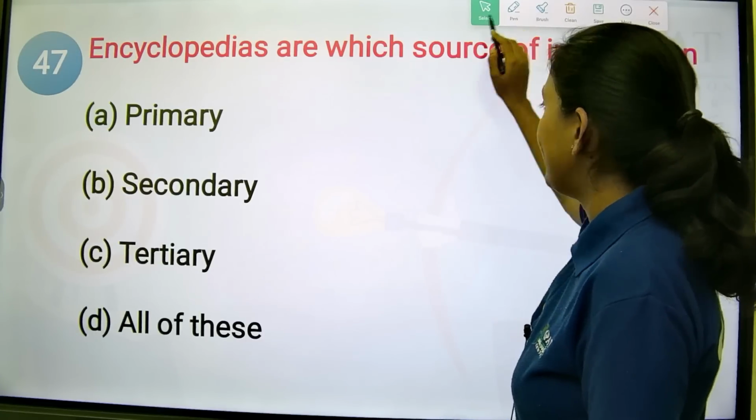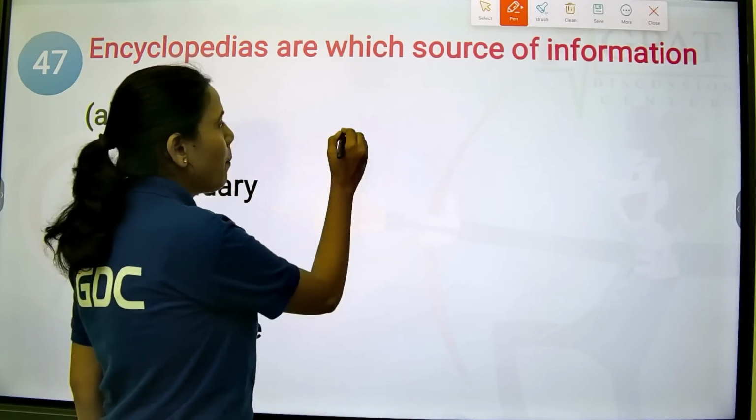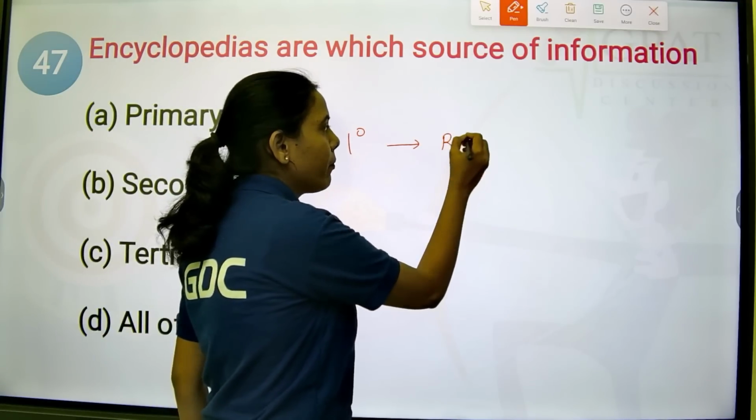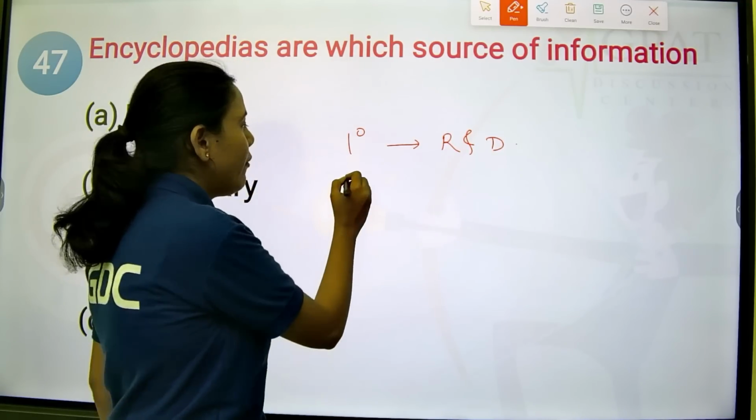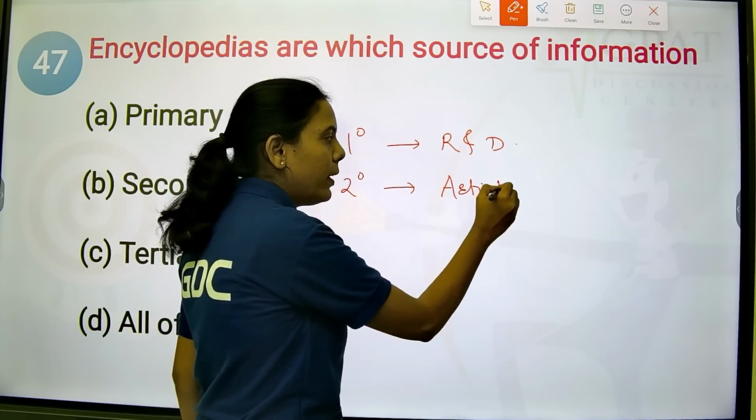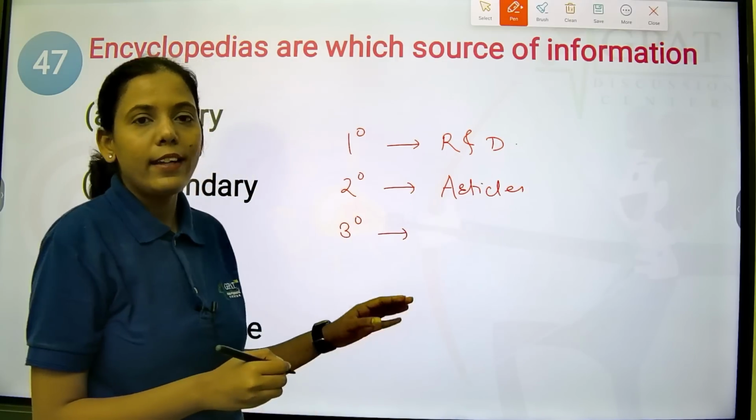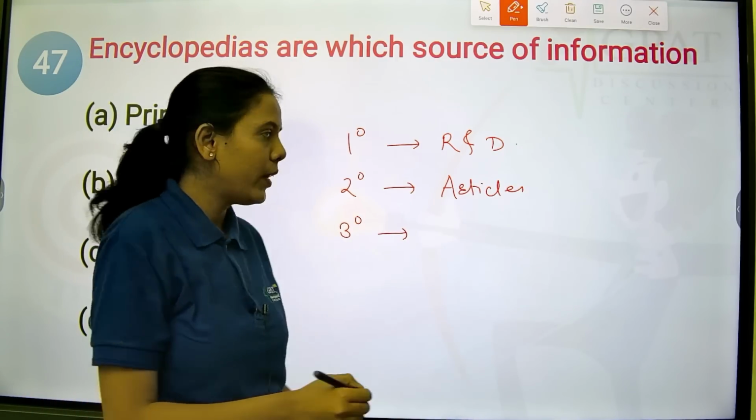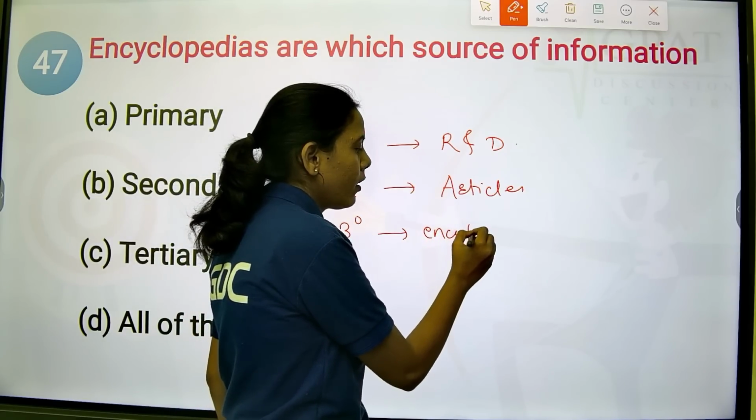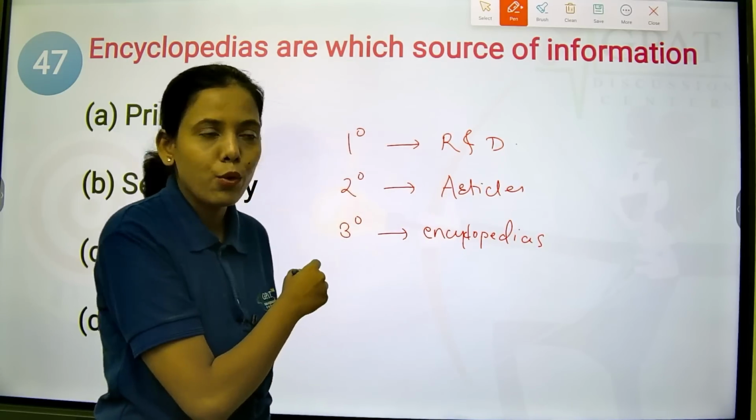The next question is, encyclopedias are which source of information? Okay. So basically there is a primary source of information which is collected from R&D, that is research and development. There will be a secondary source from where articles, some review articles will be there, and there will be a tertiary source where it will not directly give the information but it will definitely point towards it. So we have certain encyclopedias and etc. So these are the primary, secondary and tertiary source of information.